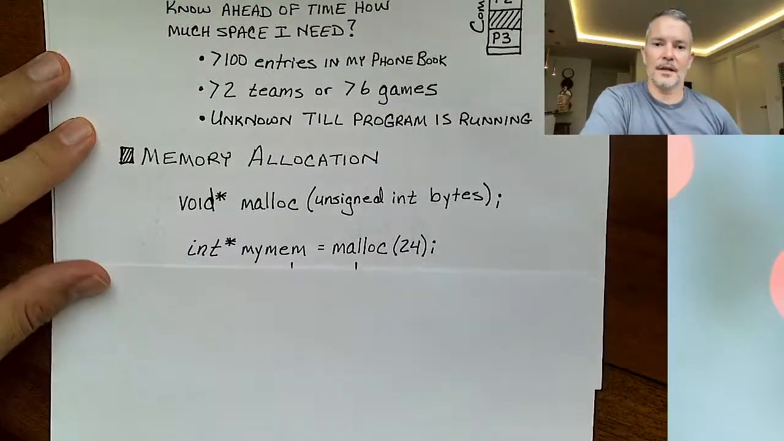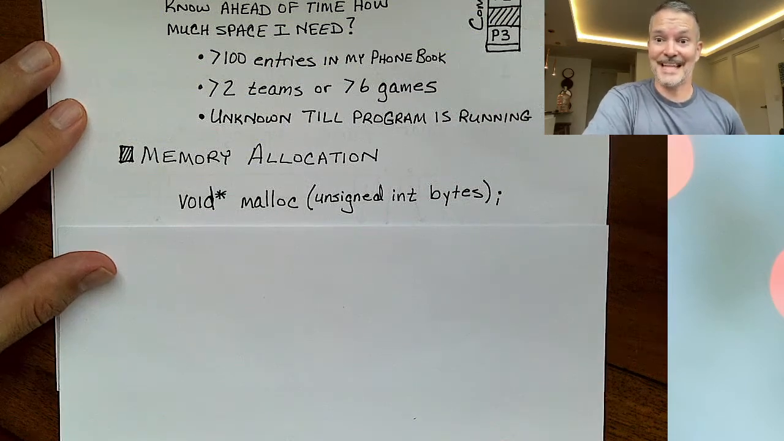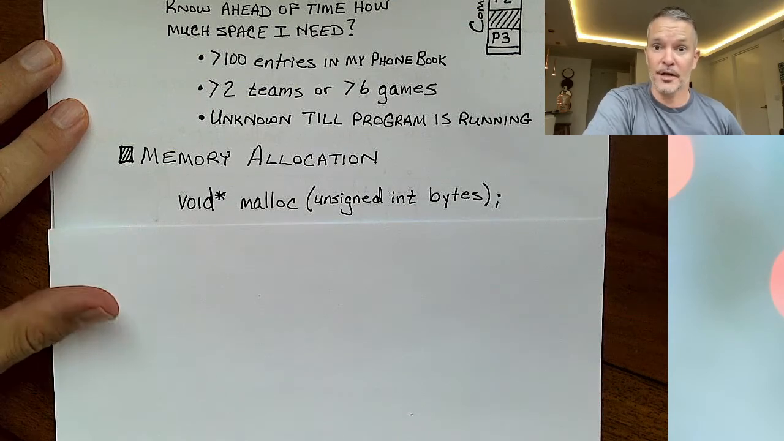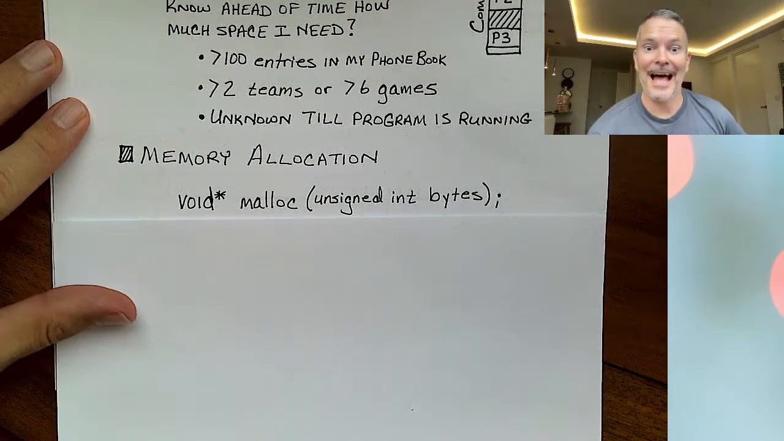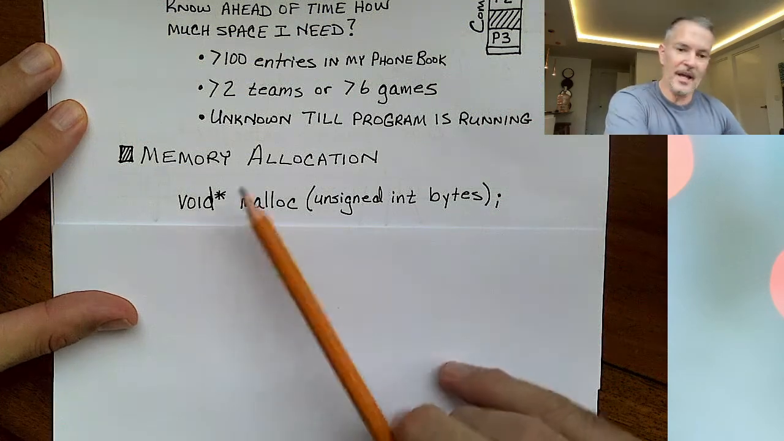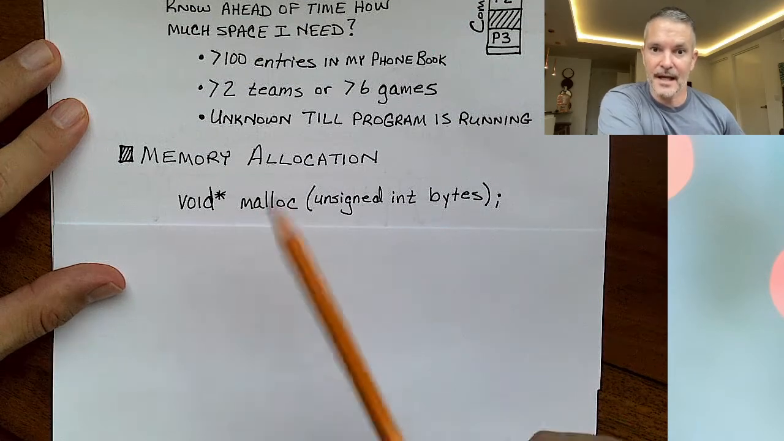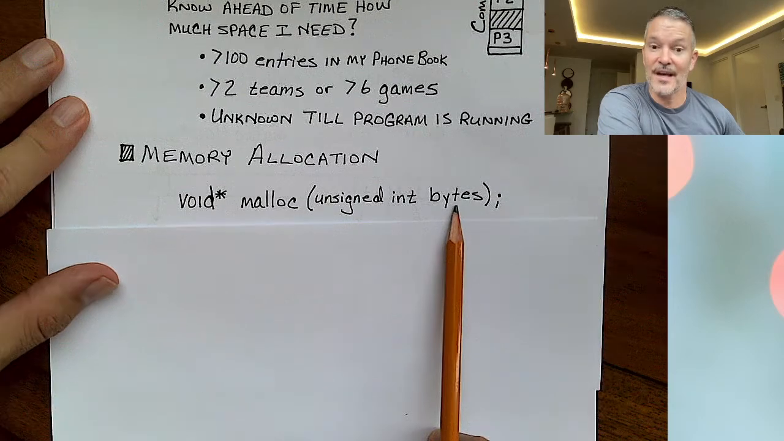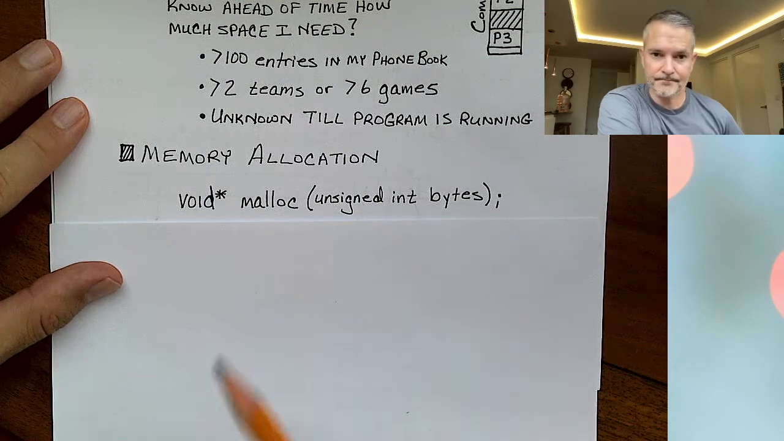Okay, so dynamic memory is pretty simple. We use a function that is defined in the standard library, stdlib.h. The function is called malloc, memory allocation. The function returns a void pointer, which I'll describe and talk about in a minute, and it receives as input an unsigned integer, which represents a number of bytes that you want to reserve on the heap.